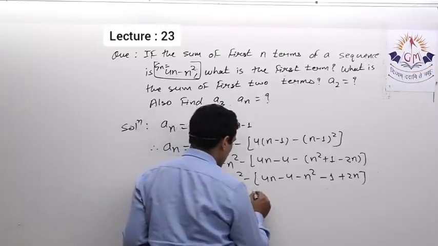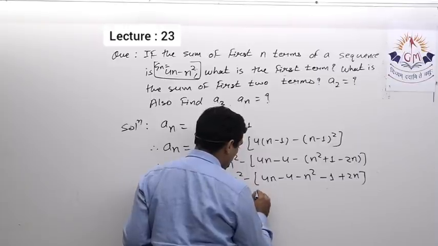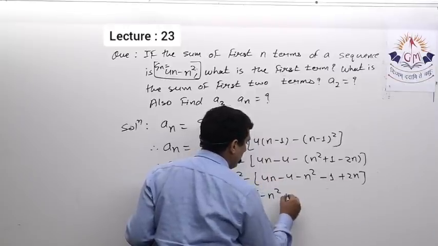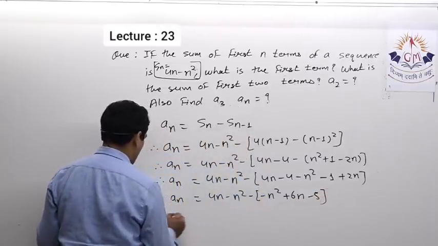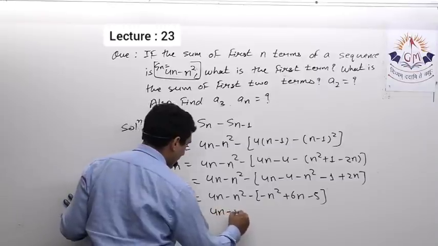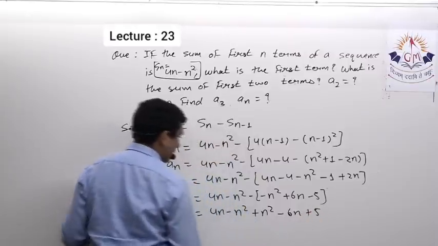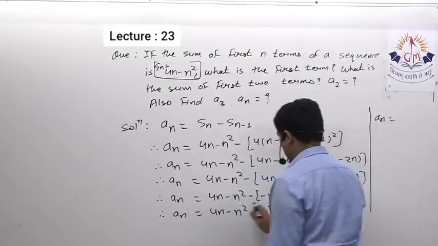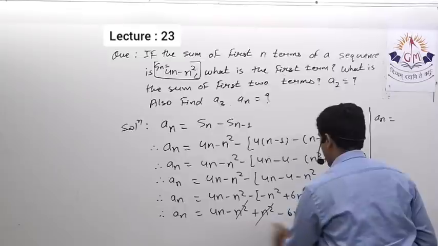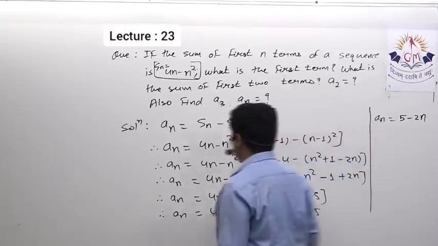Now over here, if I open the bracket, it is better to solve this first. So here I have minus n square, then 4n plus 2n, that is plus 6n, then minus 5. So a(n) is equal to 4n minus n square plus n square minus 6n plus 5. Ultimately, minus n square plus n square cancel. 4n minus 6n is minus 2n, and 5. So 5 minus 2n.